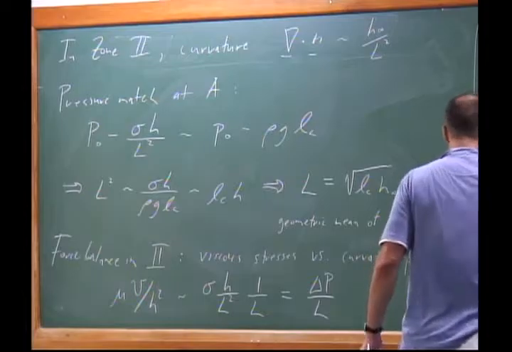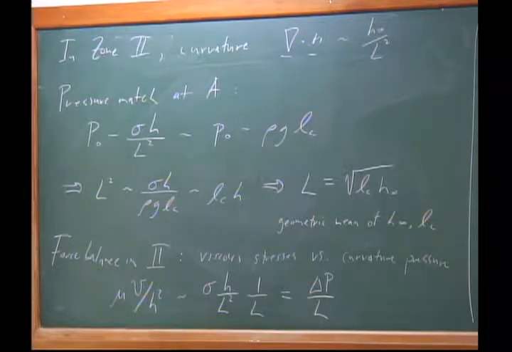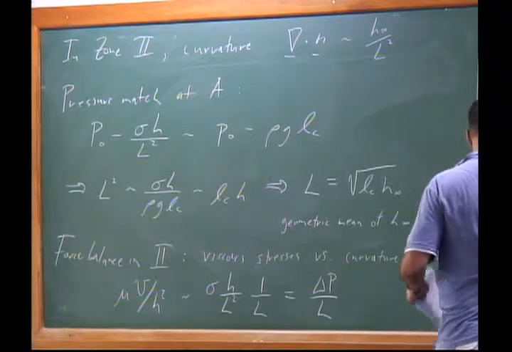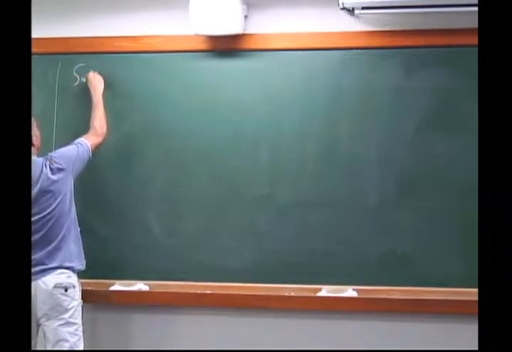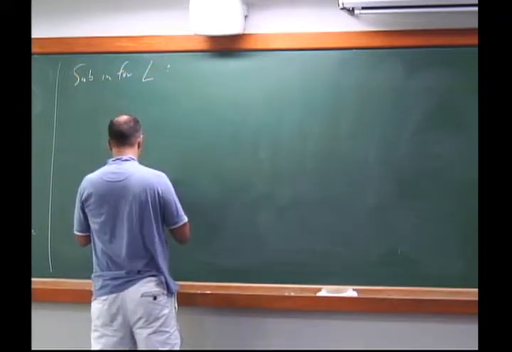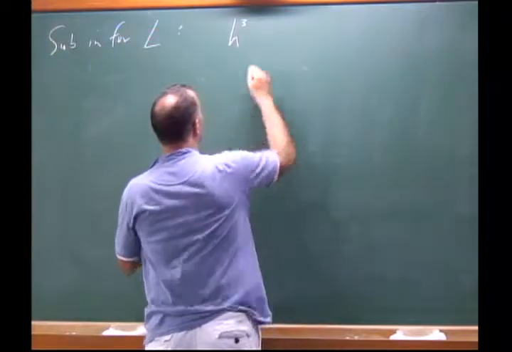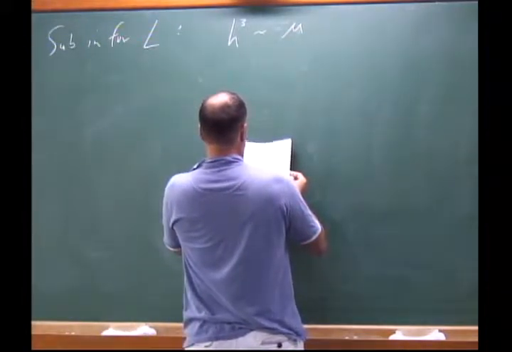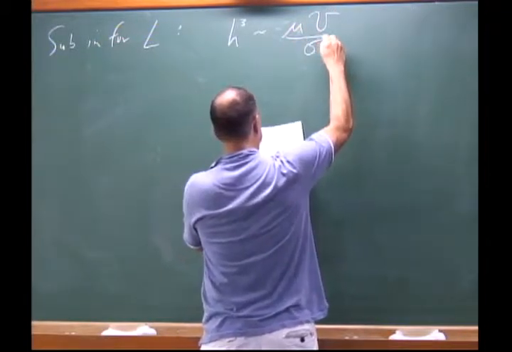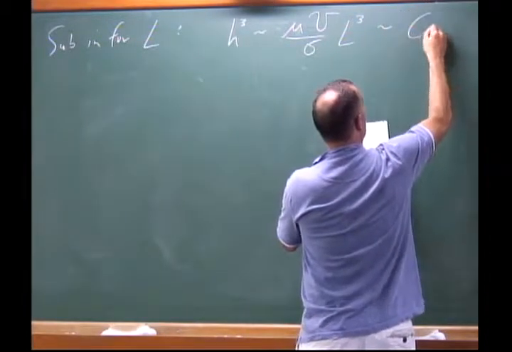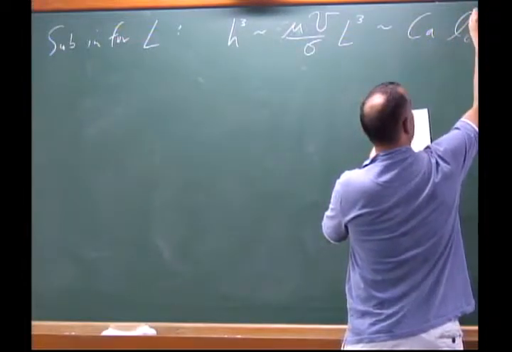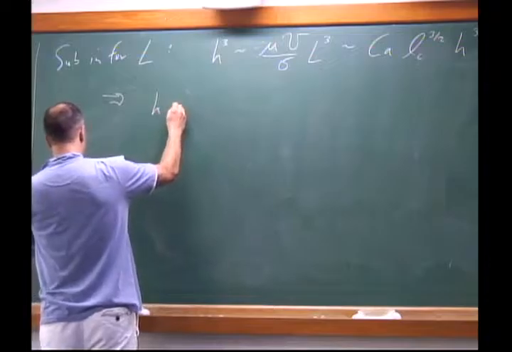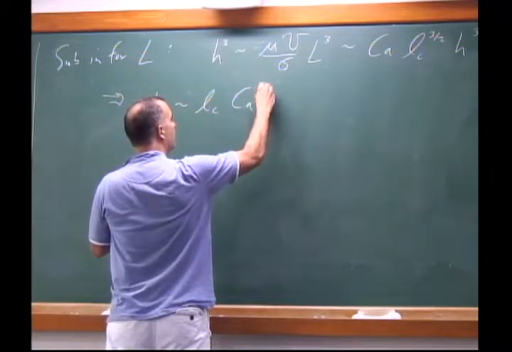Okay, so if we substitute in for L, we're going to get a new scaling. So we get the capillary number Ca to the 3 halves, h to the 3 halves. This gives us the following scaling: h goes as lC capillary number to the 2/3.